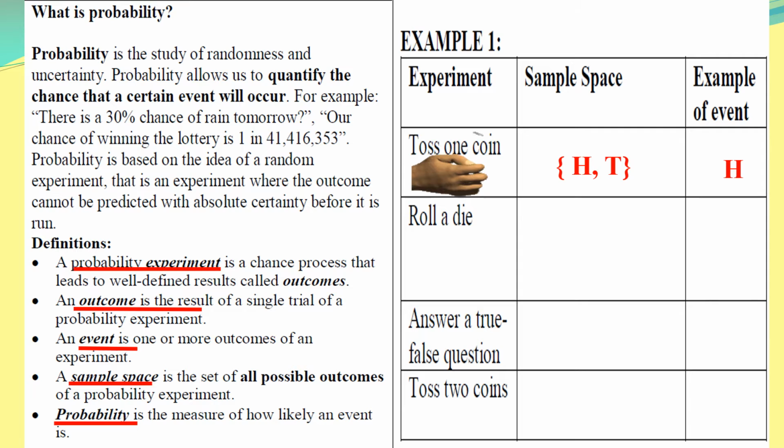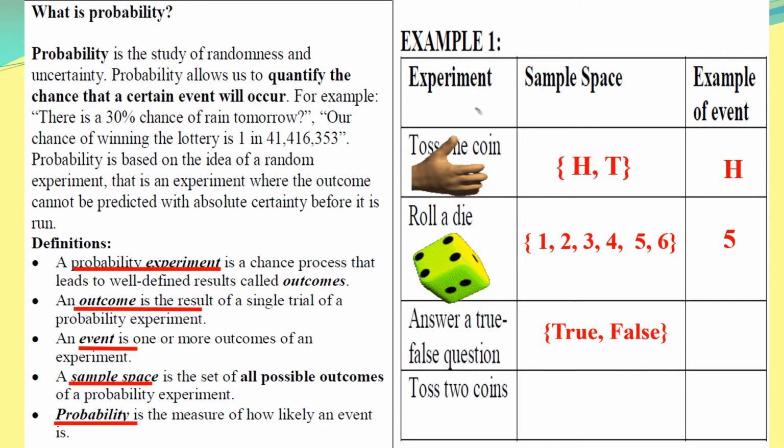Next experiment, roll a die. In rolling a die, the elements of the sample space could be 1, 2, 3, 4, 5, 6. An example of an event is any of these outcomes, so it can be 5. Next experiment, answer a true-false question. The elements of the sample space are true and false. An example of an event is any of these two, it could be true.